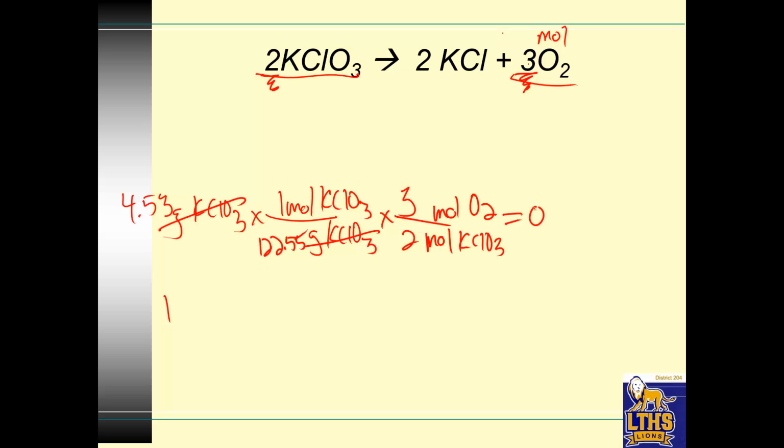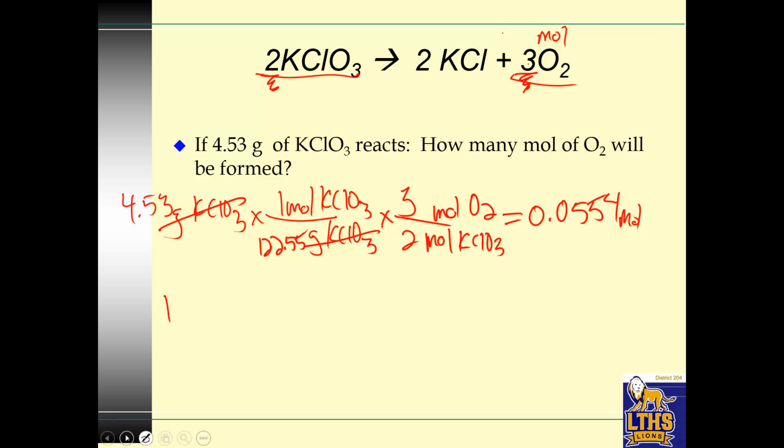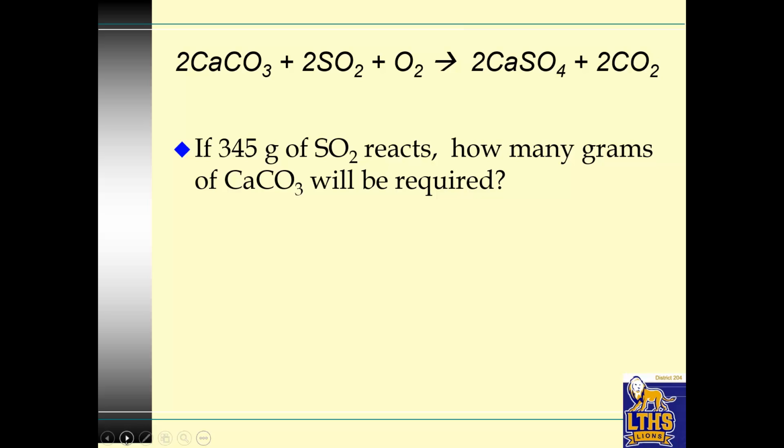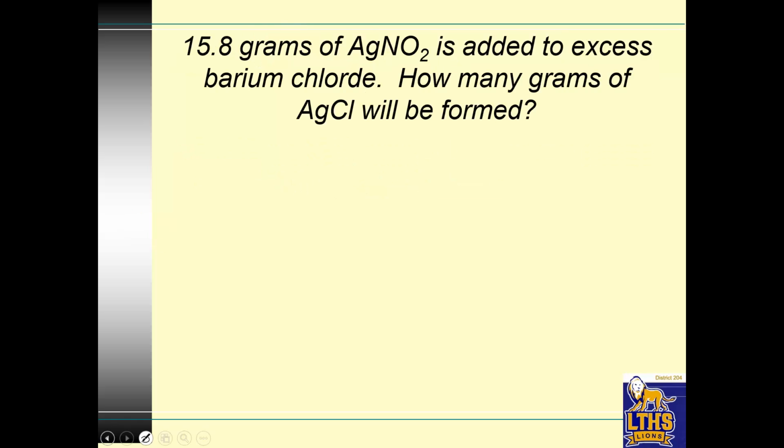And when I do all this, sorry about that, I get 0.0554 moles. Okay? Uh-oh, bigger one, different one. 345 grams of SO2 reacts. How many grams of CaCO3 requires? Notice you can convert from one reactant to the other. So let's hop right to it. 345 grams of SO2.